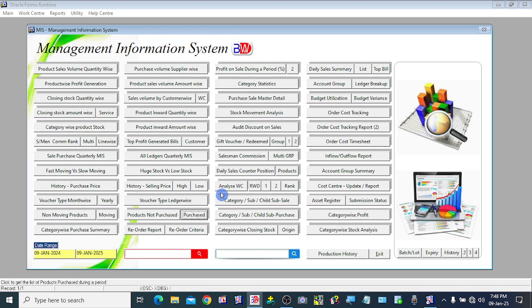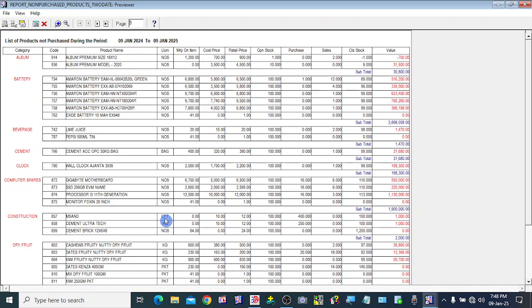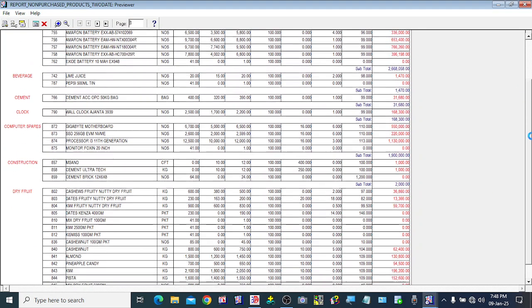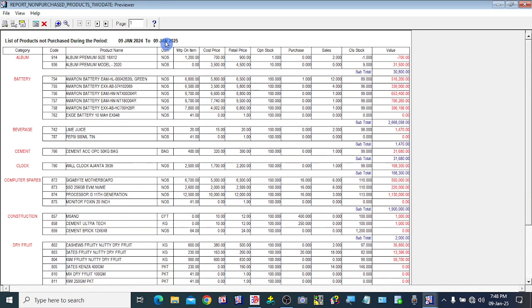The same way, if you also want to know how many products I haven't purchased during a specific period, by clicking these products not purchased, whatever products are displayed in this report means these products may or may not have closing stock at the moment, but this item we haven't purchased during the date range we have entered here.